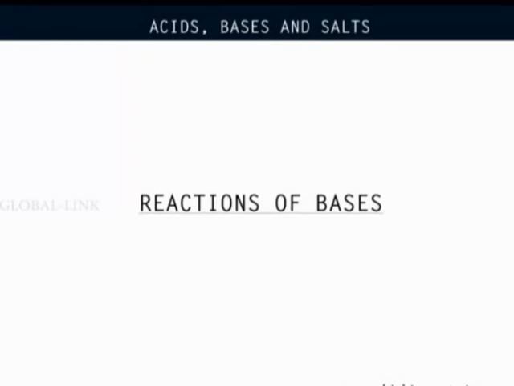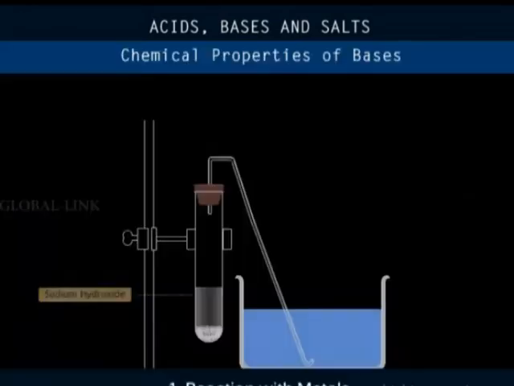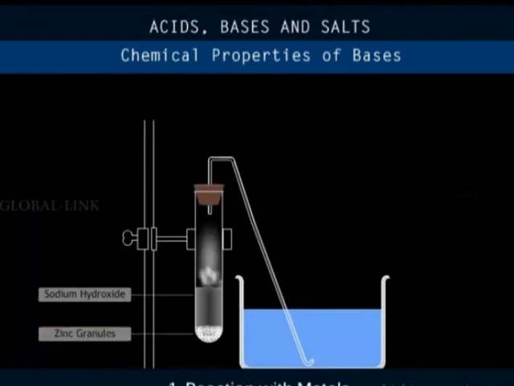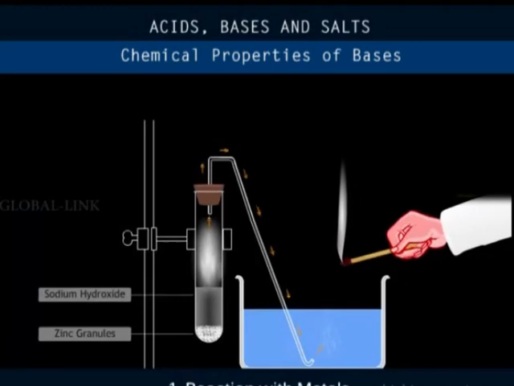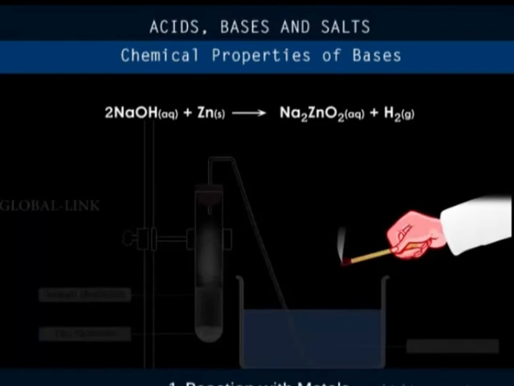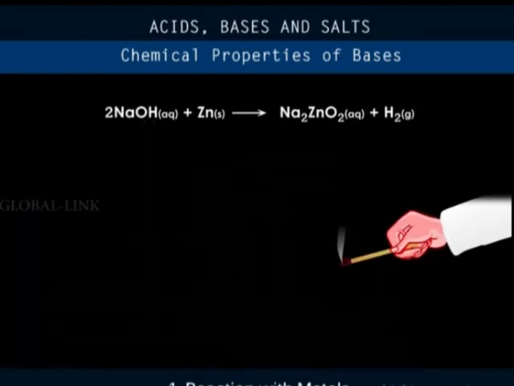Reactions of bases. When a base like sodium hydroxide reacts with a metal like zinc, it liberates hydrogen gas along with the formation of a salt called sodium zincate. And so bases react with metals to form salts and hydrogen gas.